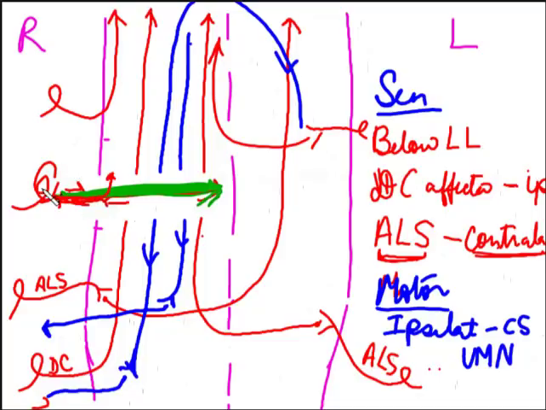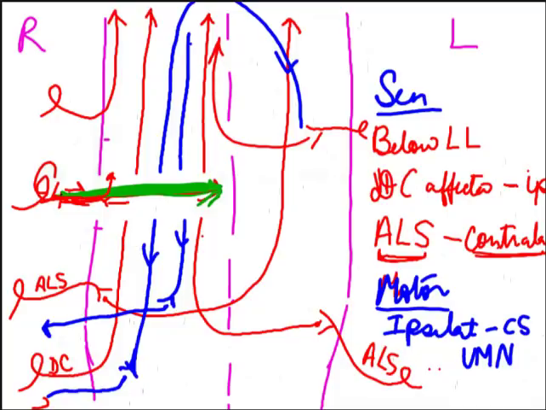horn. So this is how we are going to approach whether the deficit is going to be seen on the side of the lesion or on the opposite side, and whether the deficit is seen and what kind of deficit it is, and that is usually below the level of lesion. So let us look now at the PowerPoint.